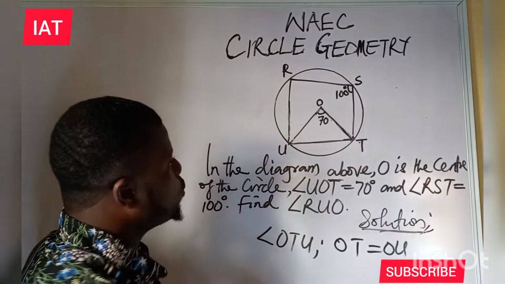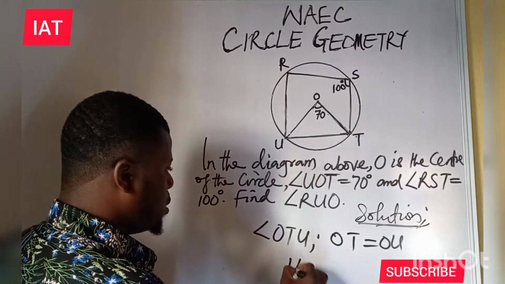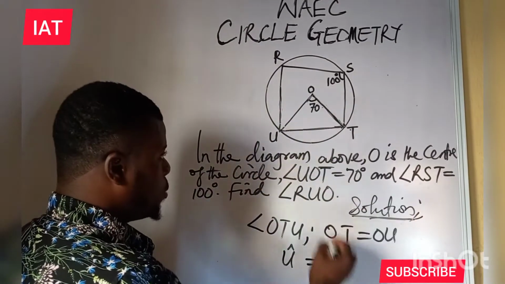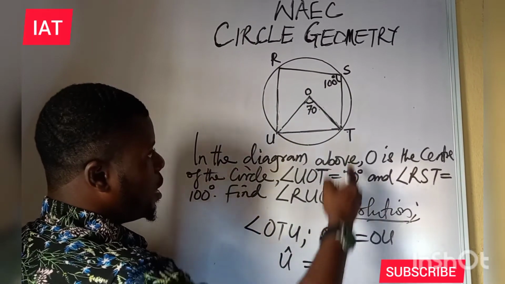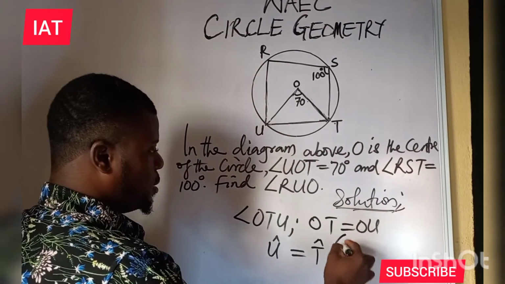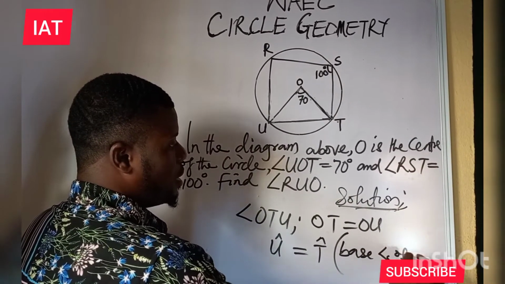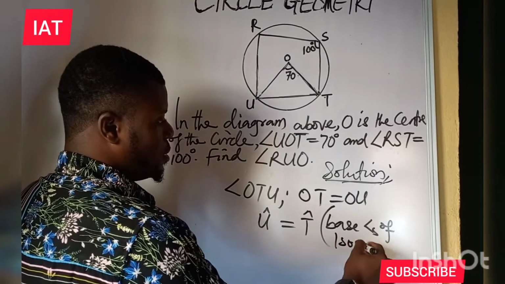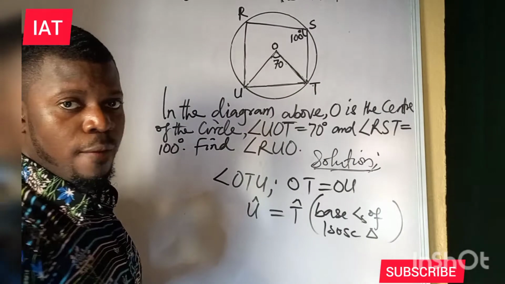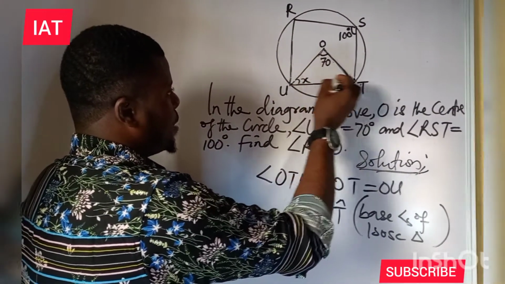Another point we're going to look into is that because it is an isosceles triangle, angle U is equal to angle T. And what is the reason? It is because they are base angles of an isosceles triangle. So this angle is equal to this angle. That is the reason. So we can indicate here to be x.